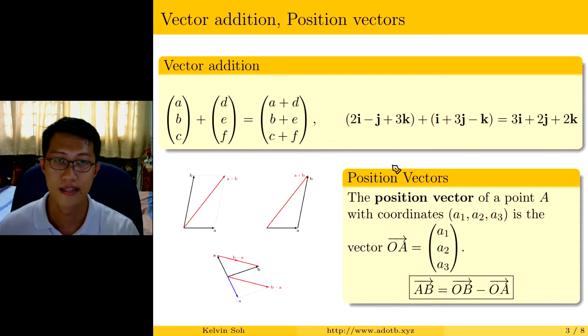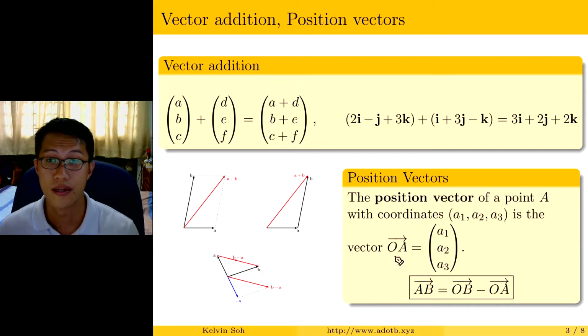Next, we would like to use the language of vectors to describe points. We should have seen the idea of points and coordinates in our earlier study. So to convert them to vectors, what we do is we create a fixed point called the origin with coordinates 0, 0, 0. The vector OA then describes the vector starting from the origin and ending at the point A. This vector can be described in column vector form as shown over here.